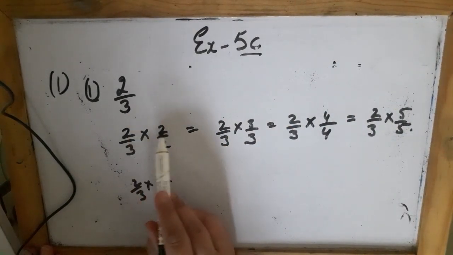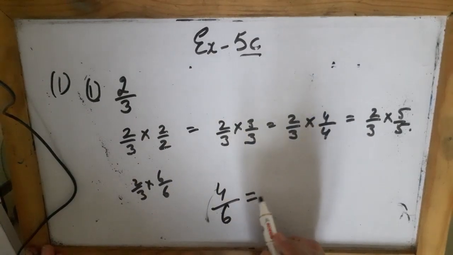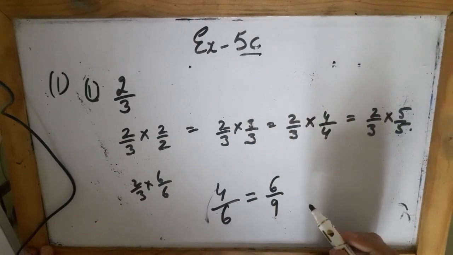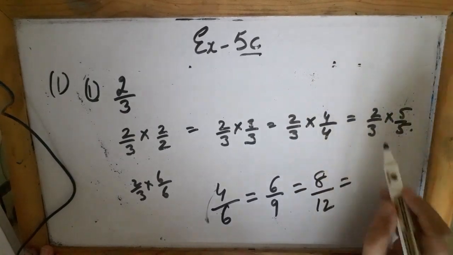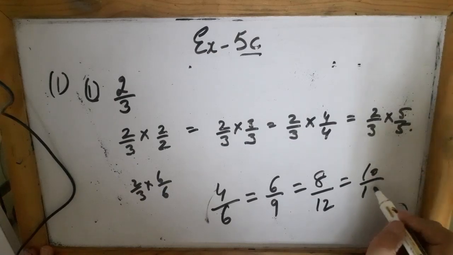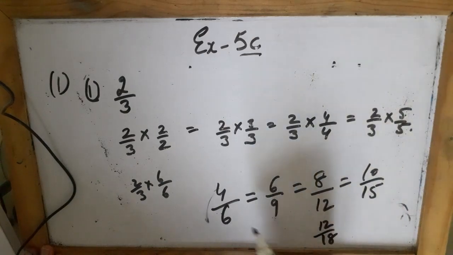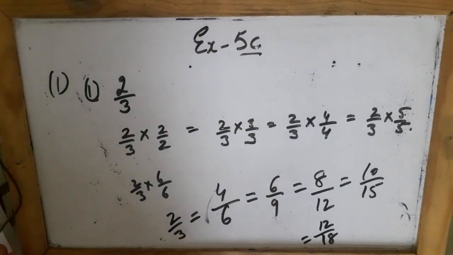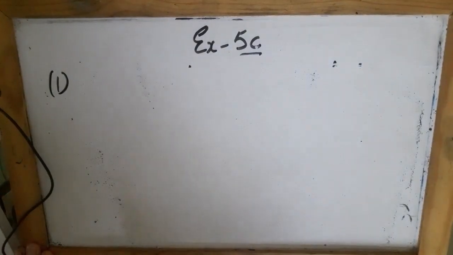Now what will you get? First fraction would be 2 2s are 4, 3 2s are 6. So this is my first equivalent fraction. Next 2 3s are 6, 3 3s are 9. So this is my next equivalent fraction. 2 4s are 8, 3 4s are 12, then 2 5s are 10, 3 5s are 15, then 2 6s are 12 and 3 6s are 18. So all these are equivalent fractions of 2 by 3. This is how you get the equivalent fractions. Now let me take one more example. Let me take the second part.